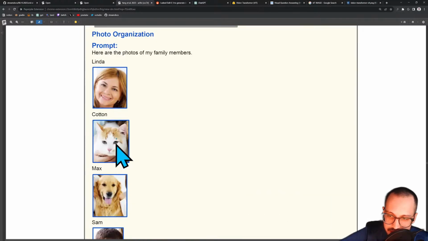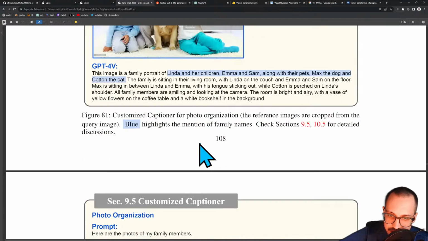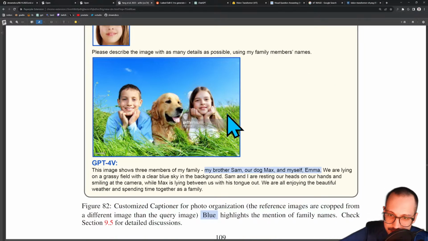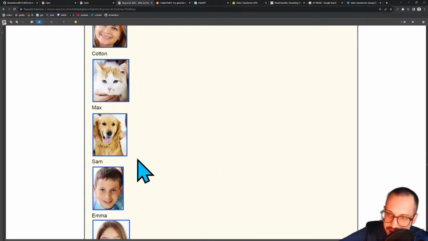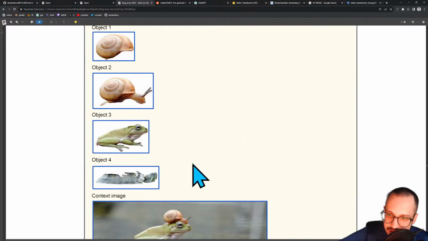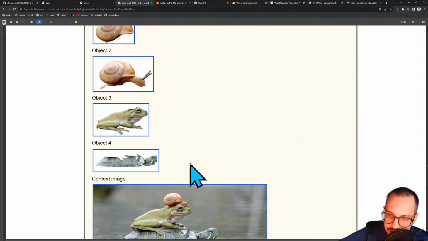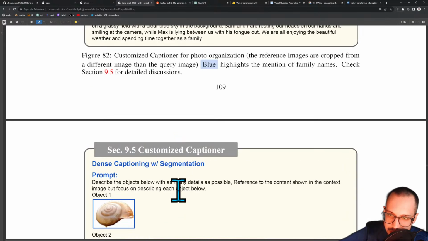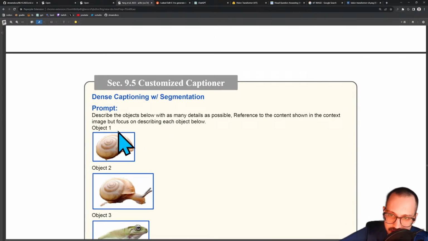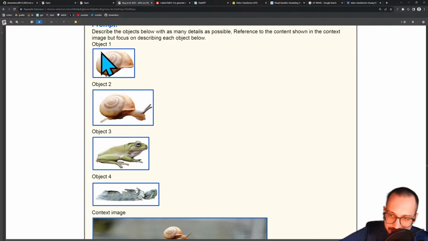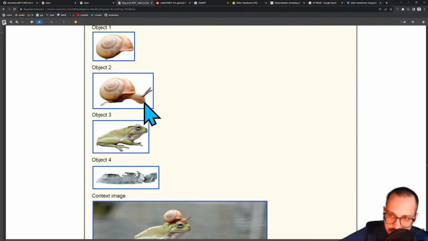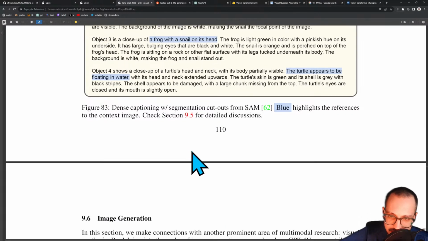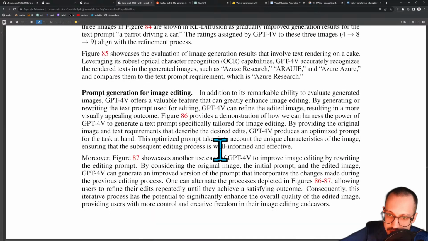You can give it more context, customized captioner. Snail. Close-up of a snail shell. So this is kind of, I guess they're exploring this idea of kind of breaking down the image into little subparts and then feeding that in kind of like a step-by-step way to get it to answer the right questions.